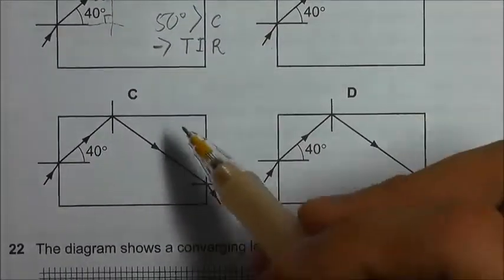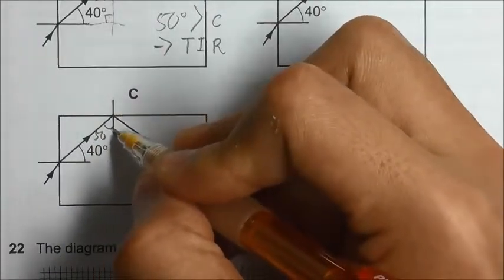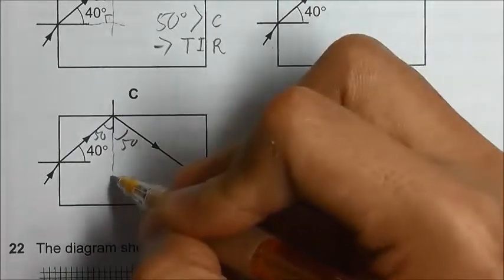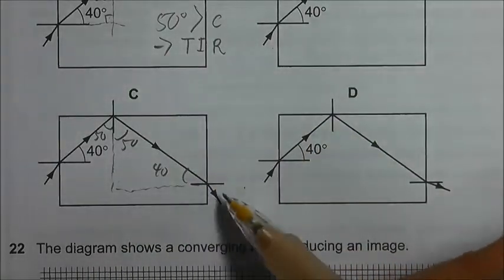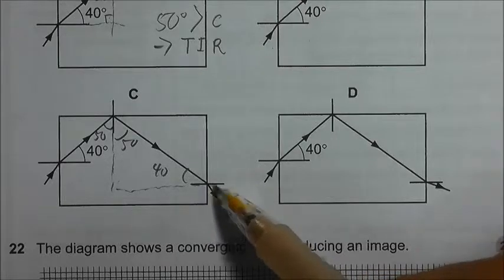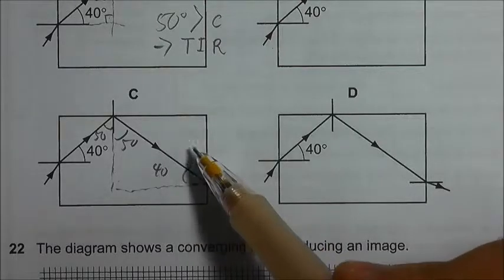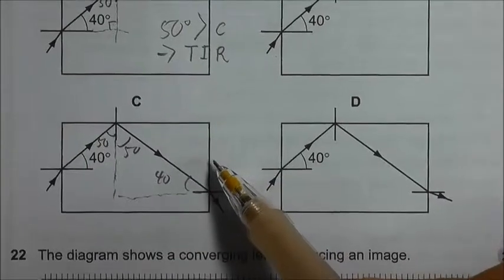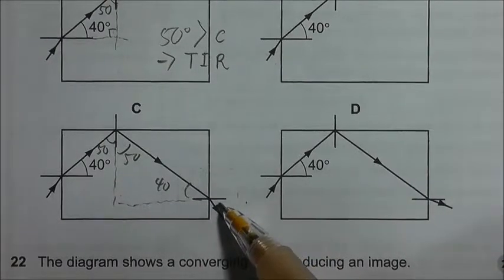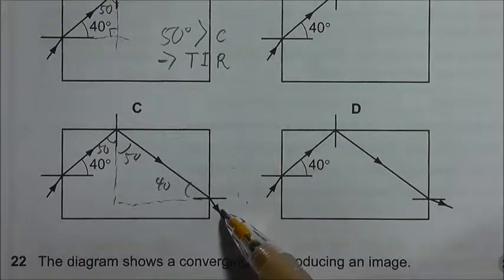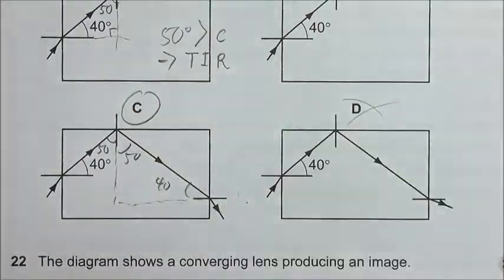Okay, so now we know that C and D are correct, and if this is 50 degrees, this will be 50 degrees, and we can extend this. This will be 40 degrees. So now we have another reflection here. It's moving from glass to air, from an optically denser to a less dense medium. You should see that the ray bends away from the normal. So this one bends away, this one bends towards. So D is wrong and C is the correct answer.